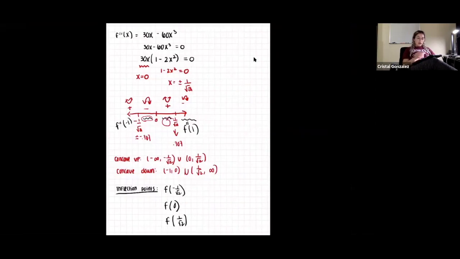So once we do that, hopefully you'll end up with -7/4√2. Plug in 0, you get 0, and then here we get 7/4√2 as well. So our inflection points are -1/√2, -7/4√2, then 0, 0, and then +1/√2, 7/4√2.